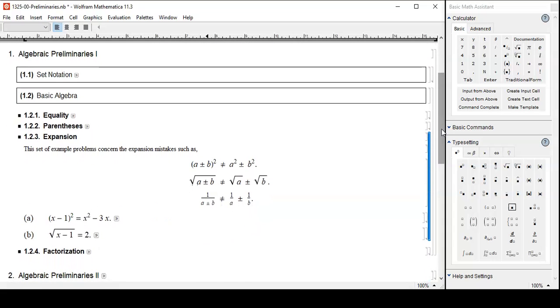Now, the next topic, expansion. So (a plus b) squared is not a squared plus b squared. Square root of a plus b is not square root of a plus square root of b. And this one is a little bit rare, but 1 over a plus b is not 1 over a plus 1 over b. Same goes for subtraction. These things never work.